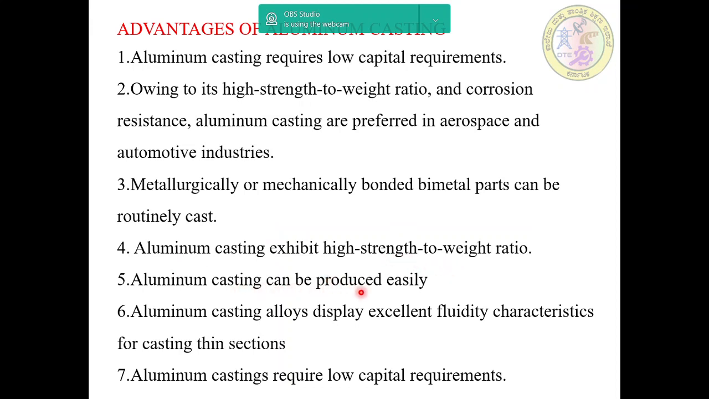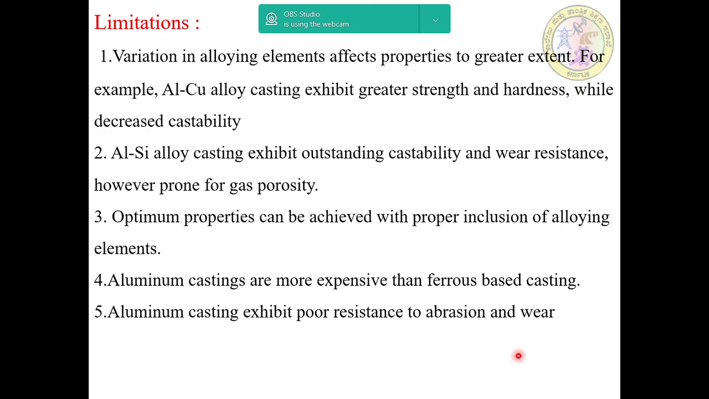And an aluminum cast exhibits a high strength to weight ratio. Aluminum castings can be produced easily. Aluminum castings display excellent fluidity characteristics for casting thin sections, and aluminum castings require low capital requirements. These are the main advantages of aluminum castings. And these are the limitations or disadvantages of aluminum castings.